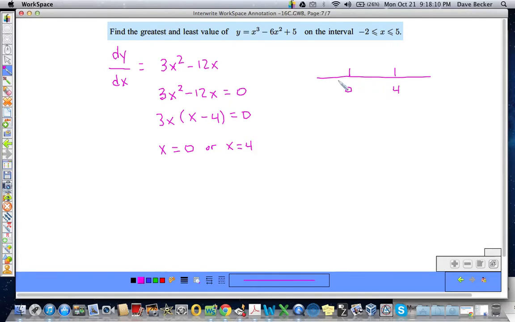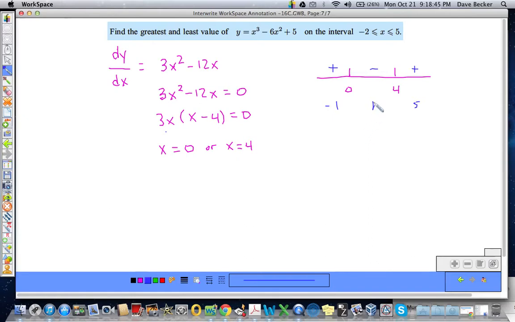So let's do our sign diagram using our derivative. For -1, let's use this right here, that would be a -3 times a -5, so that's going to be positive. If I use 1, that's going to be a positive times a negative, which is a negative. And if I use 5, a positive times a positive is a positive.